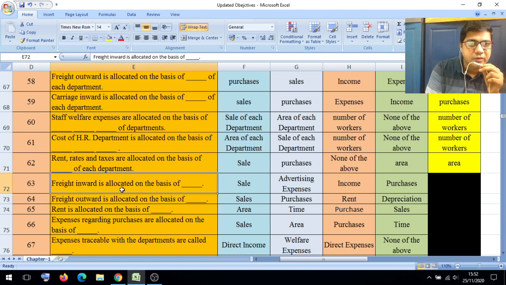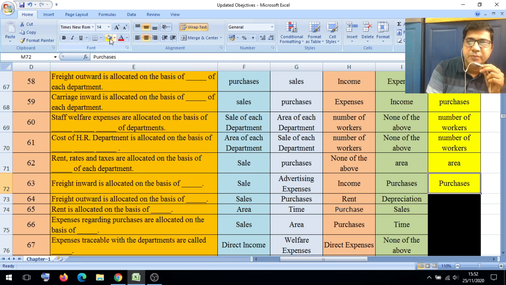Freight inward is allocated on the basis of sales, advertising expenses, income, purchases. Freight inward means the goods carried from the marketplace to the factory. It is inward. So the answer is purchases. Freight outward is allocated on the basis of dash.